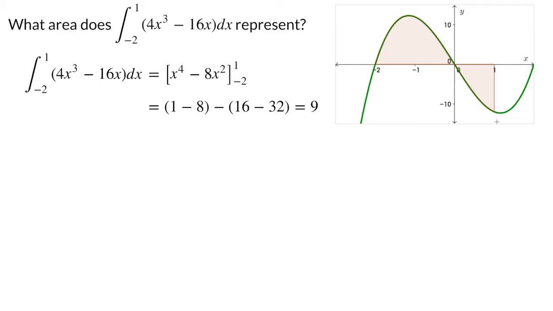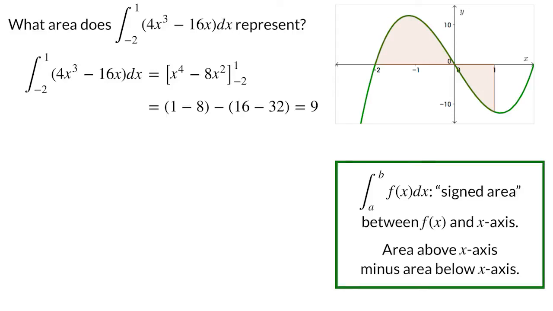This means that we are adding up positive numbers for the area from -2 to 0, and then combining that with negative numbers for the area from 0 to 1. What we are doing is calculating the area above the x-axis and then subtracting the area below the x-axis. We call this result signed area. If we don't take an absolute value, the integral of f of x is the signed area between the graph of the function and the x-axis. It is the area above the x-axis minus the area below the x-axis.